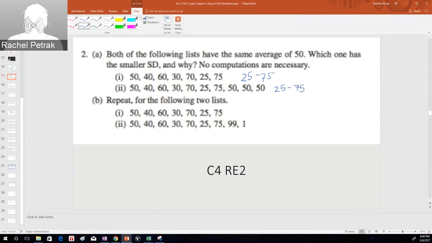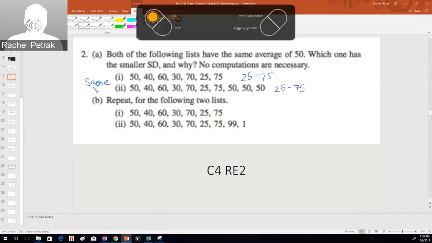So the range isn't going to give it away, but I can see there's a difference in the number of scores. The data sets are the same for the first 7 scores, and then this second list has 3 additional scores that are all the same. They're 50. I bet 50 is the average. So since these data sets are the same, but this one only has some additional numbers that are at the average, we know these are going to be the same. They have the same standard deviation. Oh, wait, excuse me. They have the same average.